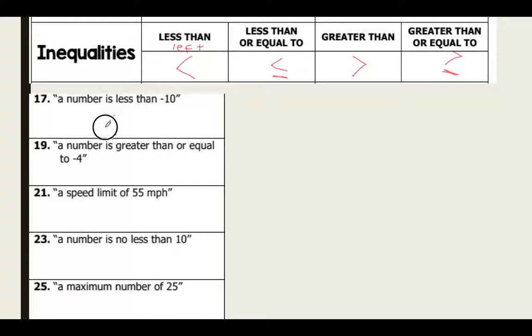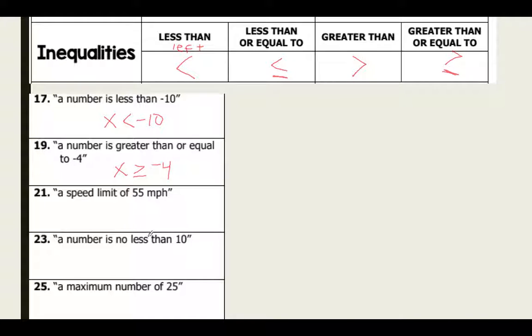Okay, a number is less than -10. A number is greater than or equal to -4. Okay, let's look at this one. These are a little bit harder to think of which symbol to use for our inequalities.